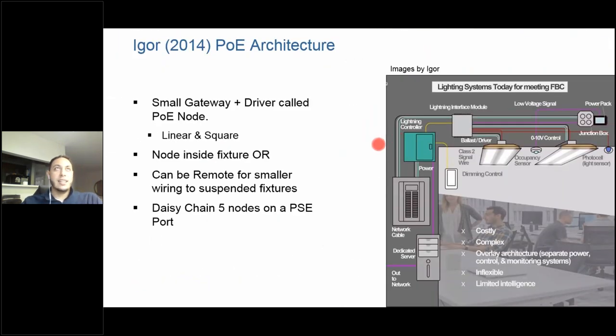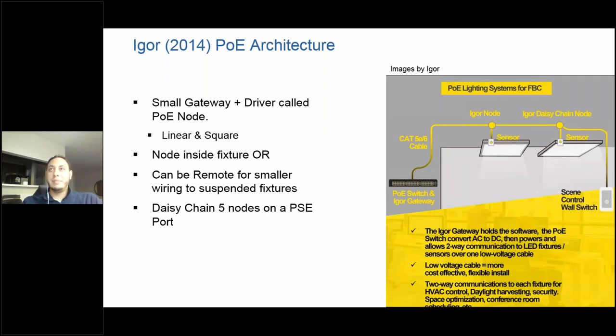Another system with a slightly different architecture is Igor. In 2014, they leverage what they call their PoE nodes, and we're gonna have a closer look at their PoE node in a little bit. So Igor, the way that I saw the image is, hey, they highlight all the different cabling, the different type of device that you're gonna need to have when you're implementing a traditional network lighting control system with your line voltage cable and all of your low voltage cables, so on and so forth.